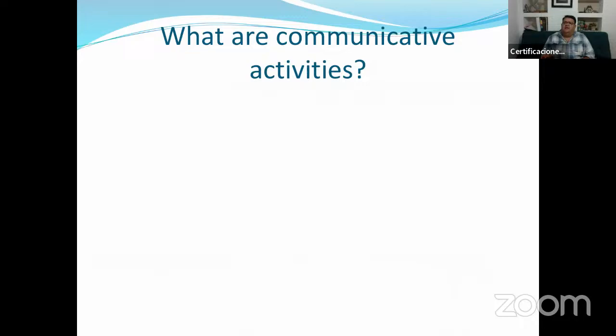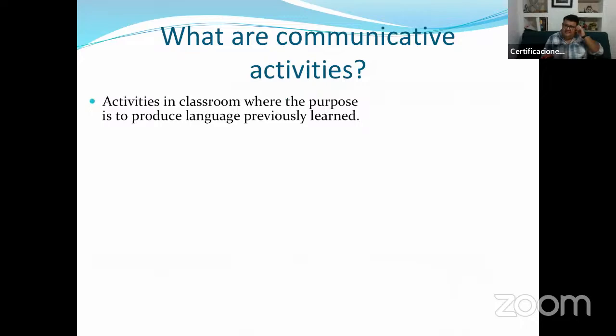in order to have our students practice English, we must have communicative activities in our classes. Again, conversation tasks, etc. Something where they speak English, okay? What are these? Can you read this, Alan? "Activities in the classroom where the purpose is to produce language previously learned." Very important this is.